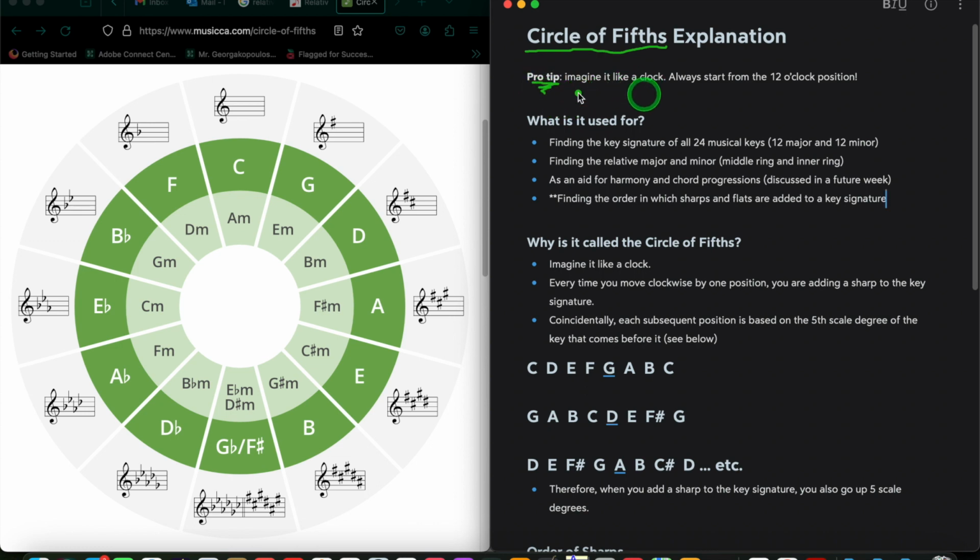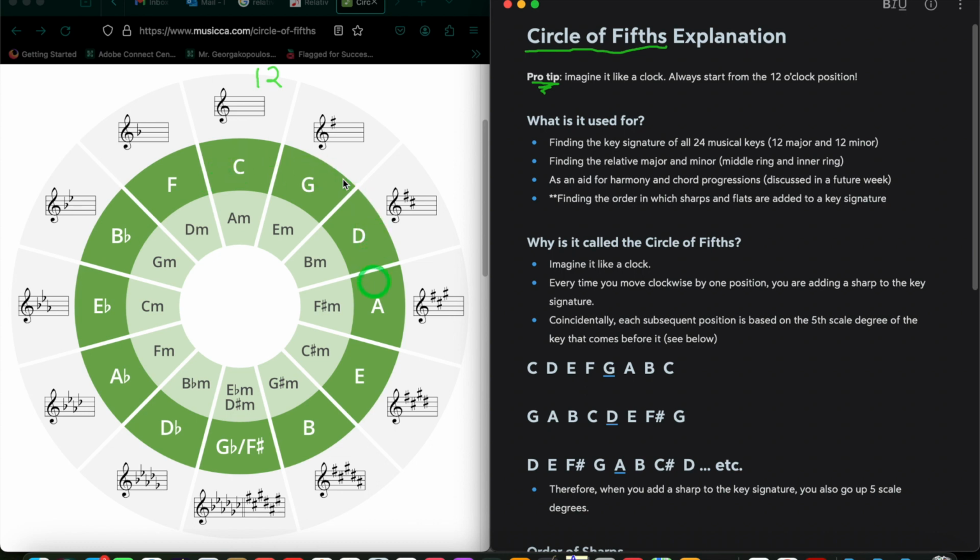Imagine it like a clock and always start from the 12 o'clock position. You'll know what that means soon. But for now, I'm going to write a 12 right at the top in this segment of the circle. And with all of that done, let's begin. So, start with this middle ring.